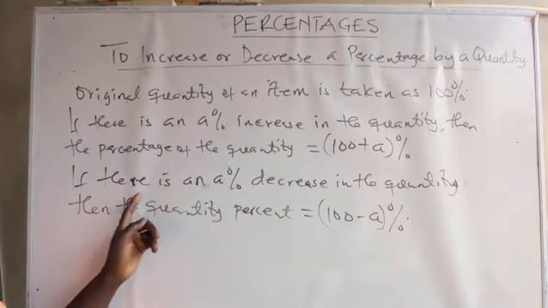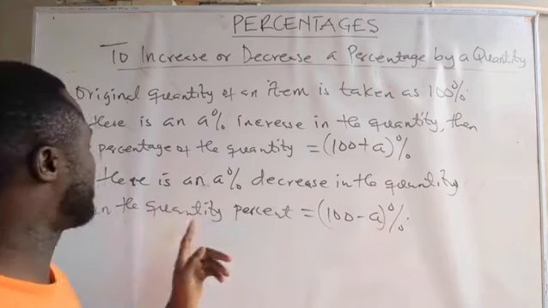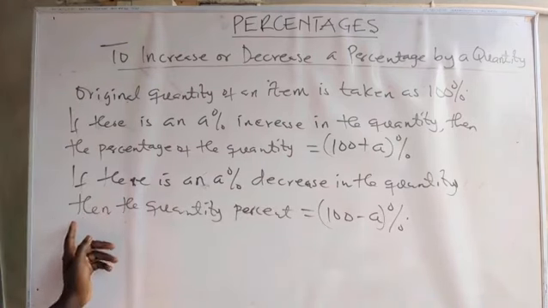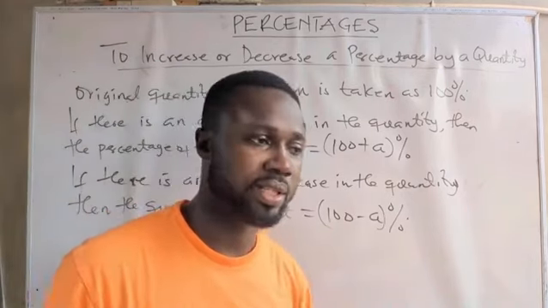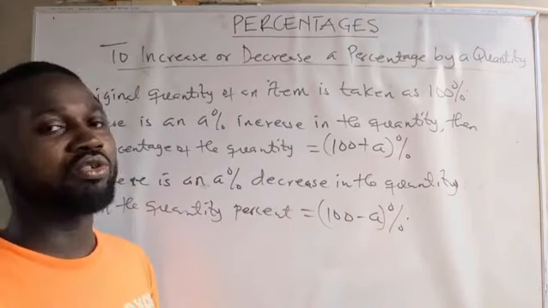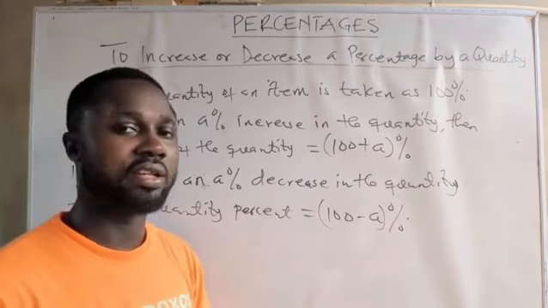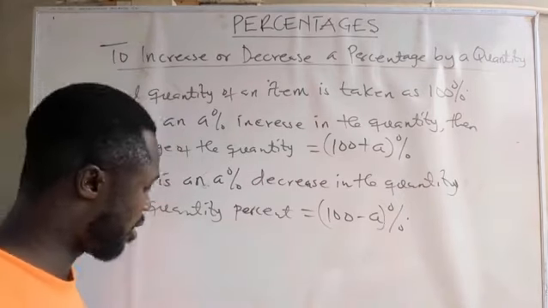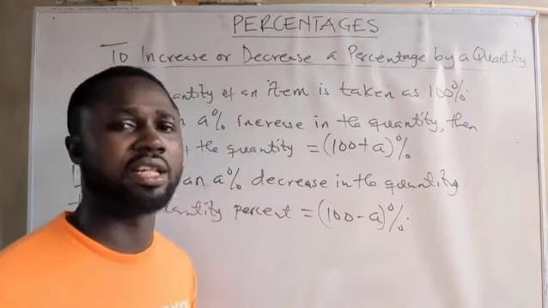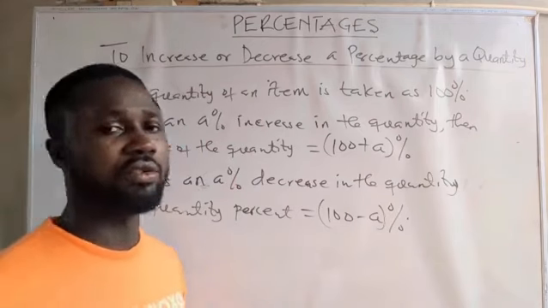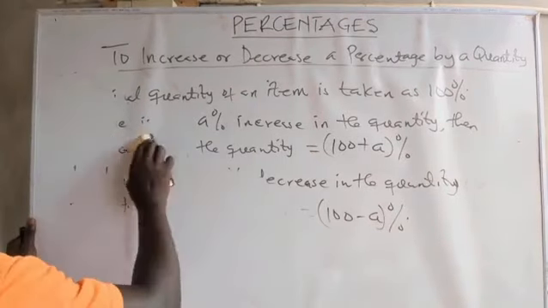So here what we are saying is that if there is an 8% decrease in the quantity, then the quantity percent will now be 100 minus 8%. So if you have a quantity, you are decreasing it by a certain percentage, then the quantity now becomes 100 minus 8%. All right. So now let's go straight to the point, and then we solve some questions. Okay. I know you have understood from here.